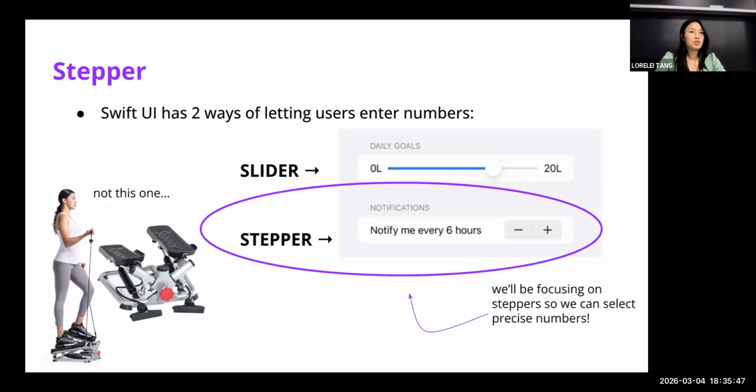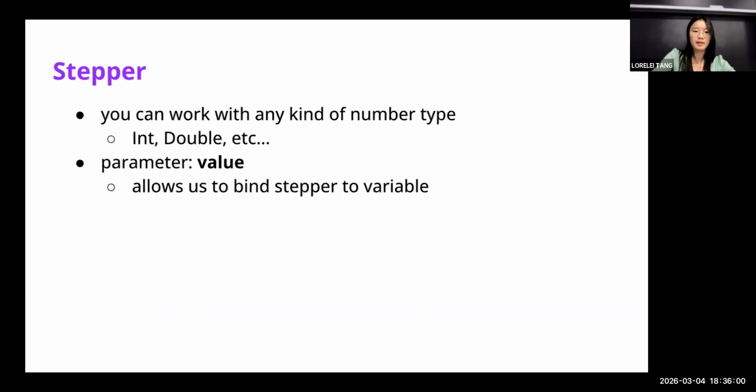The reason why we're using the stepper instead of the slider is because the stepper allows us to have more precise numbers. So you can do whole numbers like 1, 2, 3, 4, 5, and not some weird scalar numbers like 0.1227, whatever. So yeah, with steppers, this is basically a pre-built type from Apple iOS, and you can work with any kind of number type, integers, doubles, etc. And we're going to be going over the different values that this object specifically has.